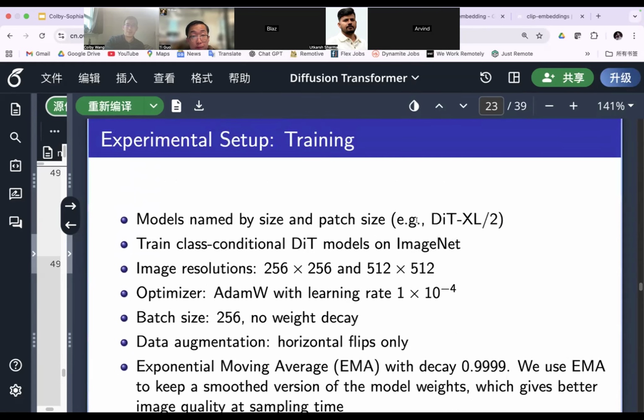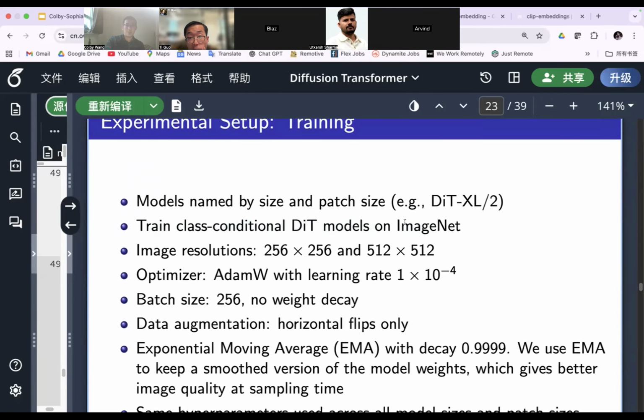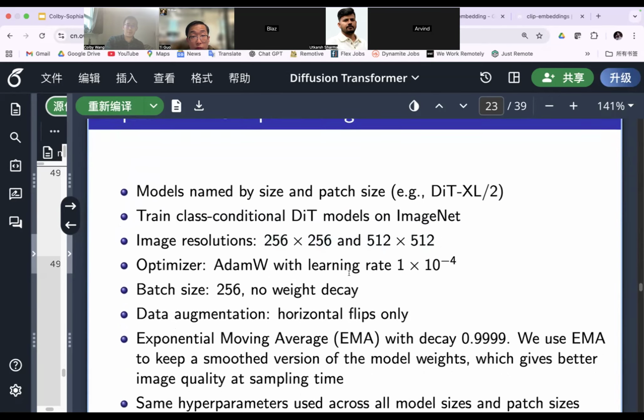The model names are the size plus the patch size. For example, 2 means that each patch is 2 pixels. We train the DiT model on ImageNet, which is a very large database of images and labels. We train on 256 by 256, though this actually requires two models. One model we train on 256 by 256, and then we train another model on 512.